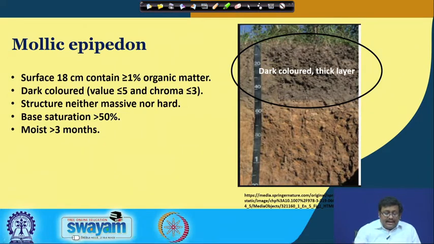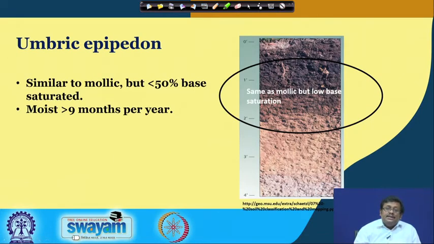Let us see what is the next. The next one is called umbric epipedon. Now, umbric epipedon is also similar to mollic, but with less than 50% base saturation. It also looks like mollic, it is dark colored, thick, and it is moist for more than 9 months of a year. So, that is the difference between mollic and umbric.